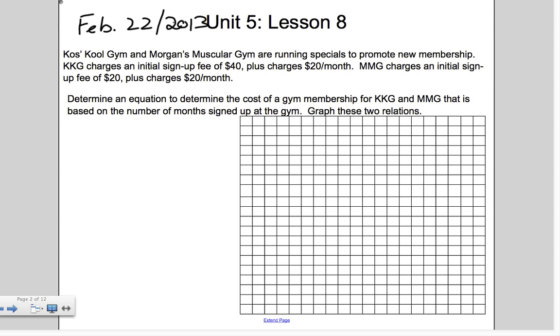Okay. So in order to come up with an equation, we need two variables. So in both of these cases, what might our two variables be? Number of months. So one is number of months. So what variable do you want to give that? Sure. M is number of months.